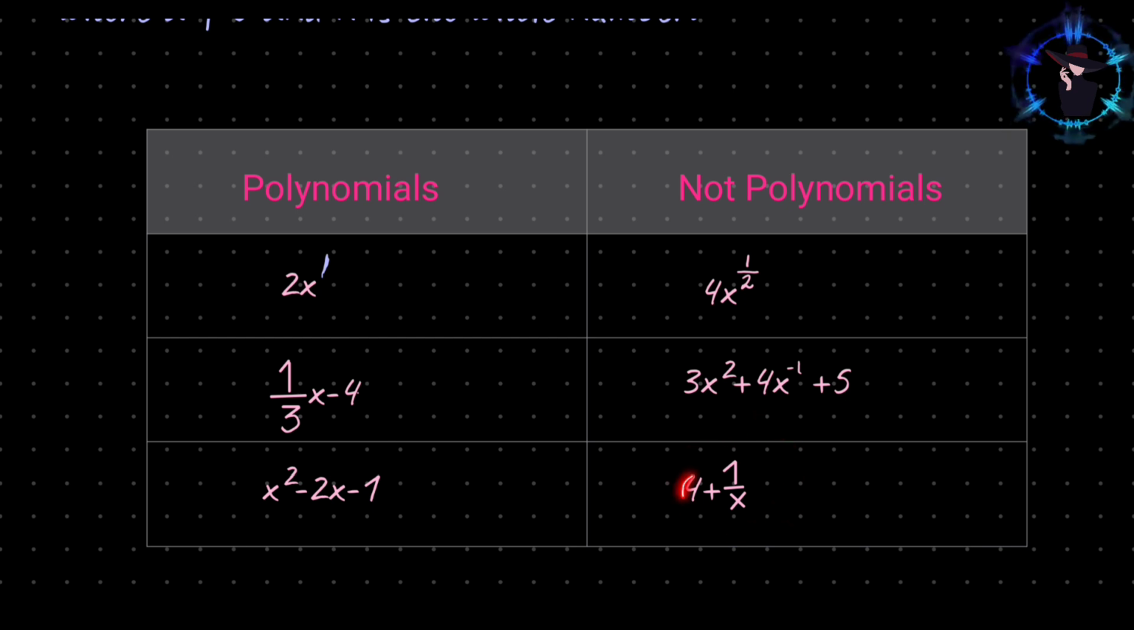Here we have a constant. We don't even have the power as a decimal or negative value, but it is not a polynomial. Why? Because the variable x is in the denominator. It should be in the numerator. Look, here it's in the numerator, here it's in the numerator, here it should never be in the denominator. So this is also not a polynomial.